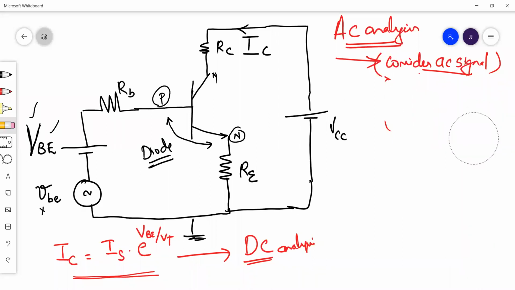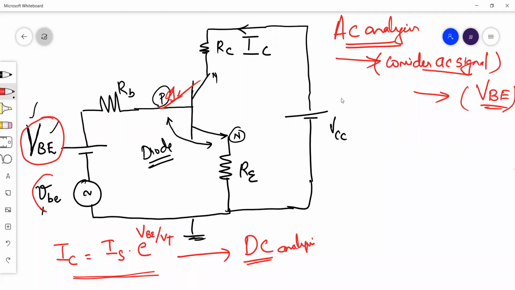Also the VB will be there. Because of that VB, forward biasing is provided. So I need to consider this VB also. Only if it is forward biased will the base current come. So I need to consider this VB also. So in AC analysis there will be both capital VBE and small VBE.